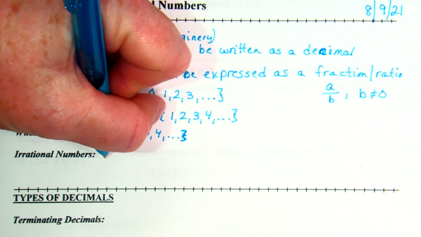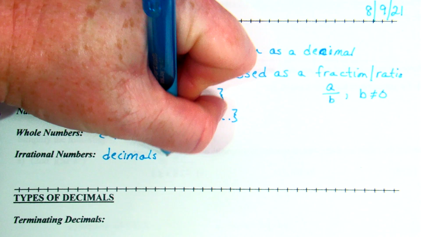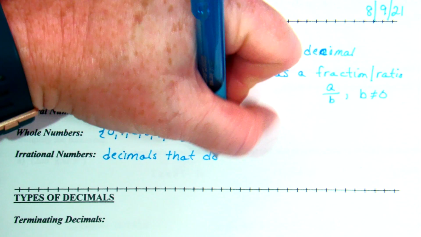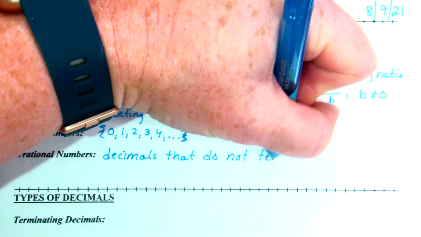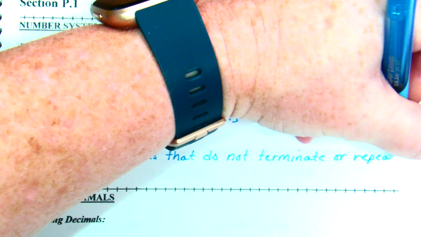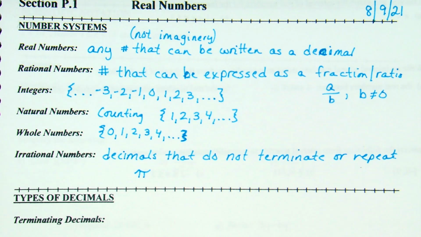So decimals that do not terminate. You guys know what it means to terminate, right? They do not end, do not terminate, or repeat. Natalie's example of pi is a classic example, right? What are other good examples of irrational numbers? There's one other type of number we use a lot.